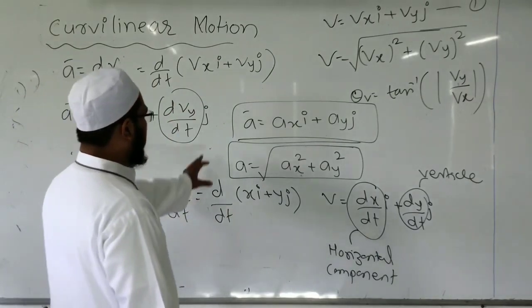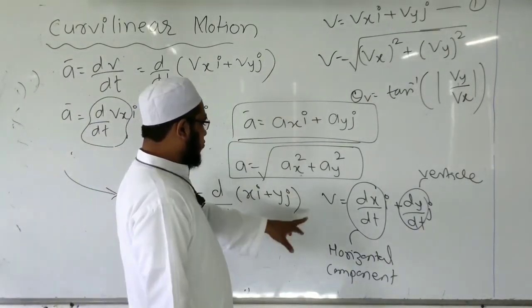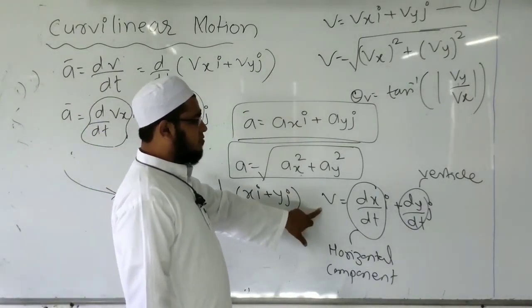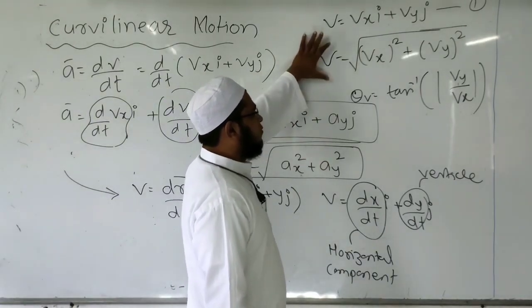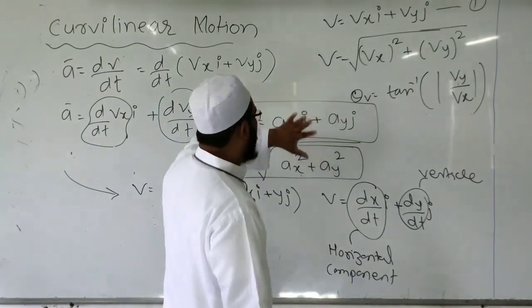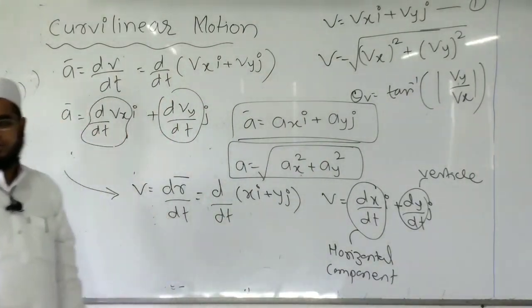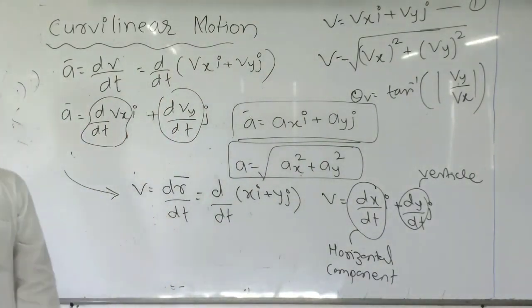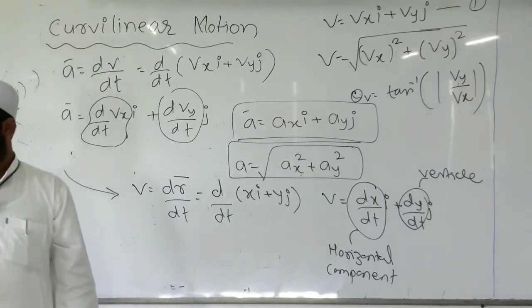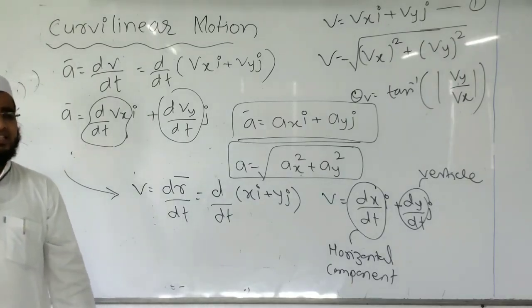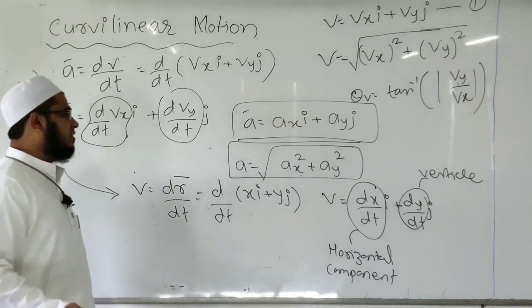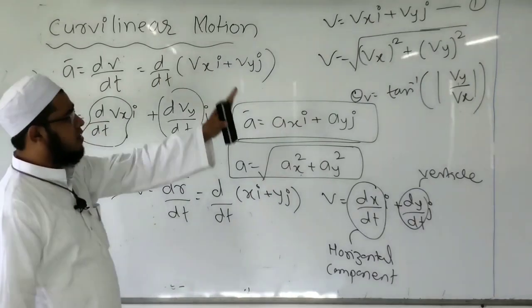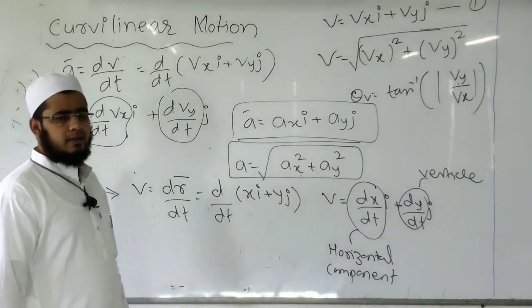We have to remember v equals dx by dt i plus dy by dt j, v equals vx i plus vy j, and how to calculate the magnitude. All these formulas are very important. Rectangular coordinate system is very famous, very easy. If one variable is given, then we can easily find the other variable with the help of these formulas.